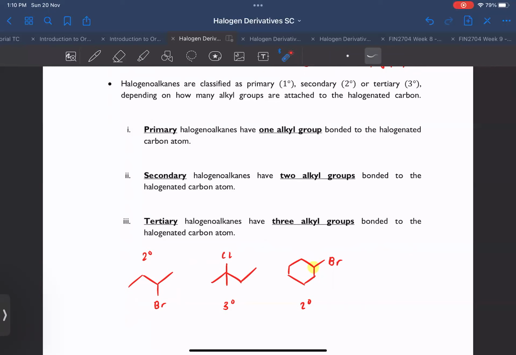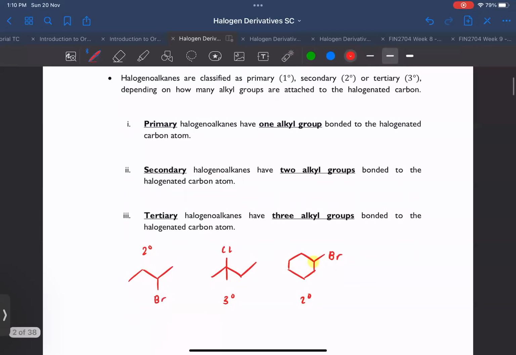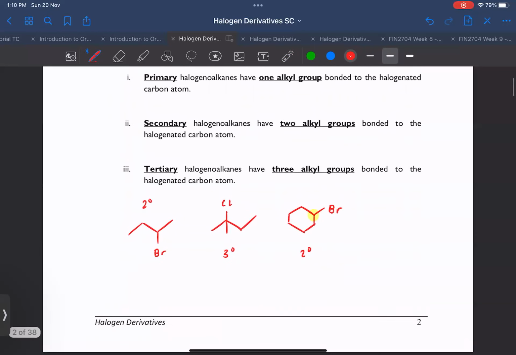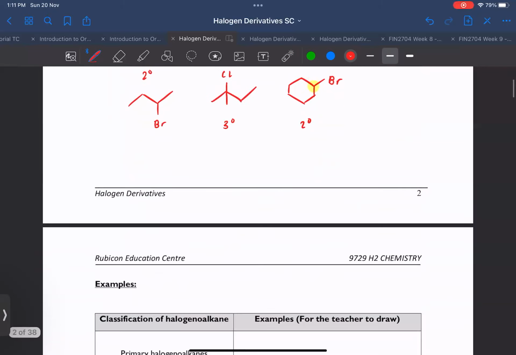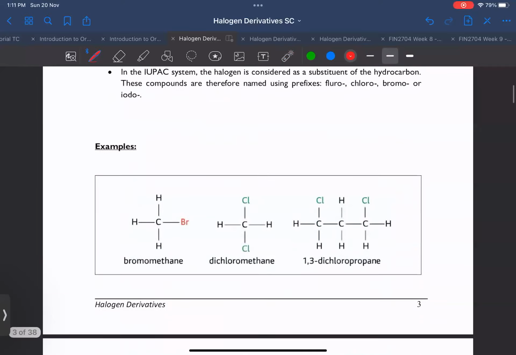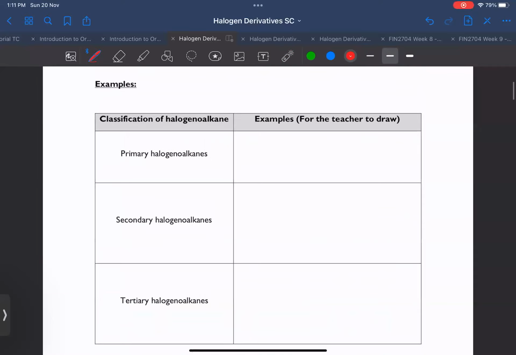Okay, so there are many other examples as well. I can go on and on, but this small exercise is just to get you used to the tertiary, primary, secondary halogenoalkanes. A few examples here, we will go on along the way. But you see this next page, right? Page 3. There are a few examples that I need you to classify.